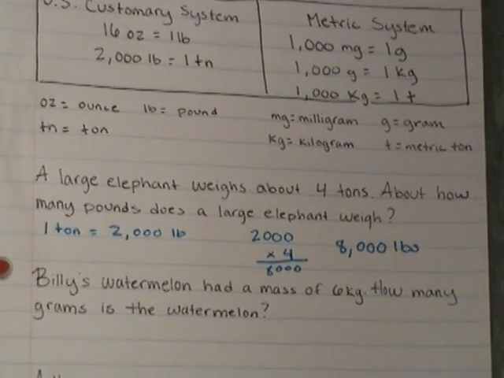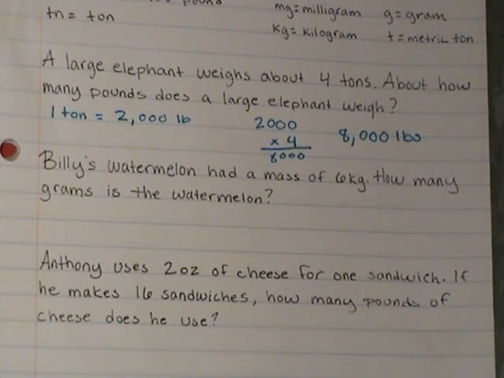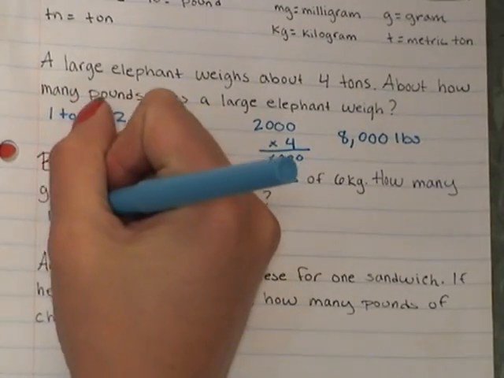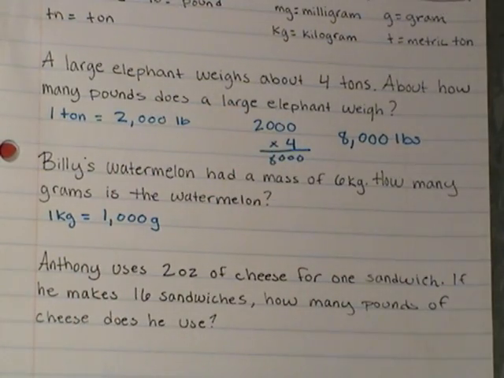Alright, we're going to go ahead and do the next one. Okay, Billy's watermelon had a mass of 6 kilograms. The mass of the watermelon was how many grams? So now I'm going from kilograms to grams. So if you go ahead, look back up at your chart, find the comparison between a kilogram and a gram. Alright, 1 kilogram, I'm going to write this down so we just remember, 1 kilogram is equal to 1,000 grams.